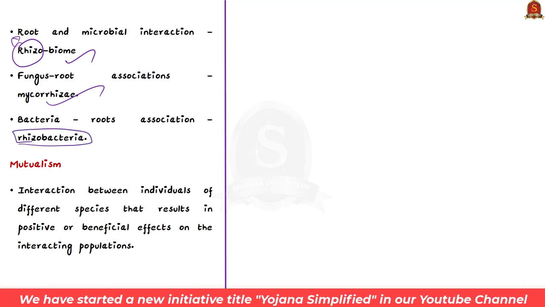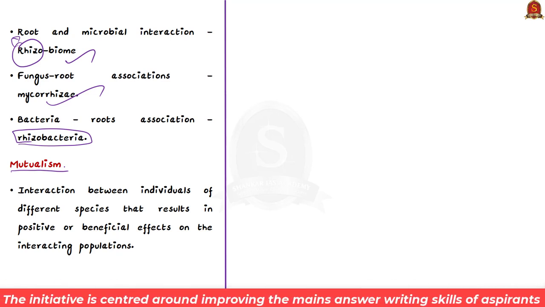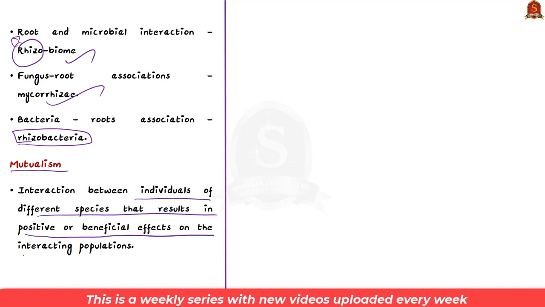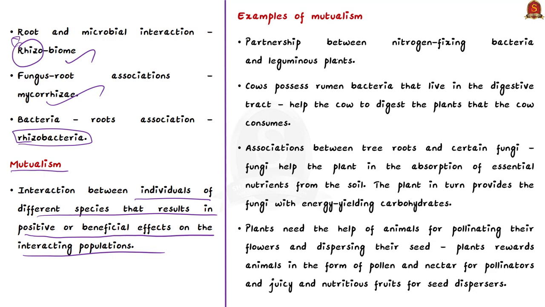And this is a perfect example of mutualism in ecology. Let us understand this. See, mutualism can be precisely defined as an interaction between individuals of different species that results in positive or beneficial effects on the interacting population. So, if a species interacts with another species, both of them get benefited in this interaction, and this is called mutualism. The most common example of this is the partnership between nitrogen fixing bacteria and leguminous plant.